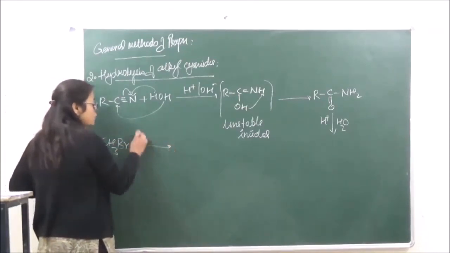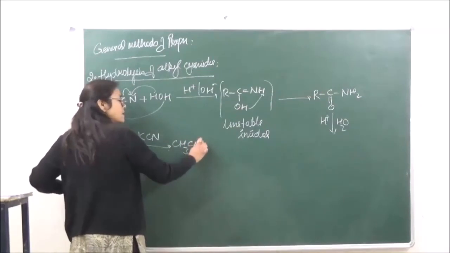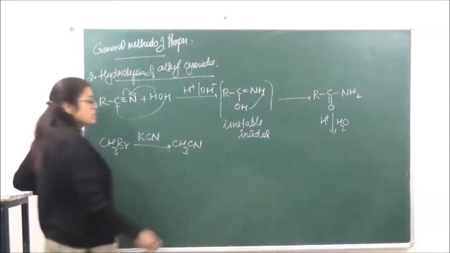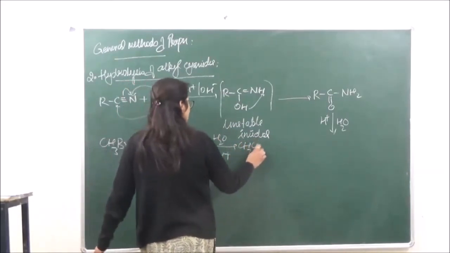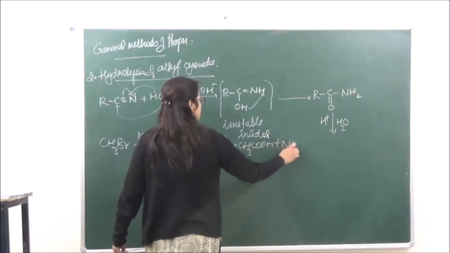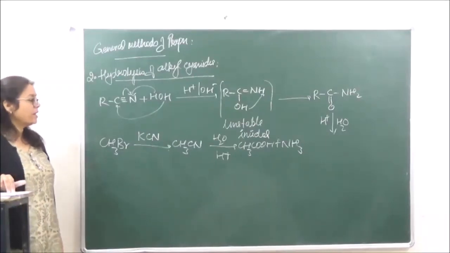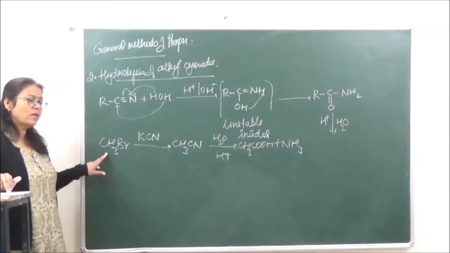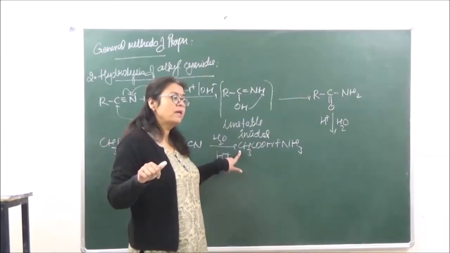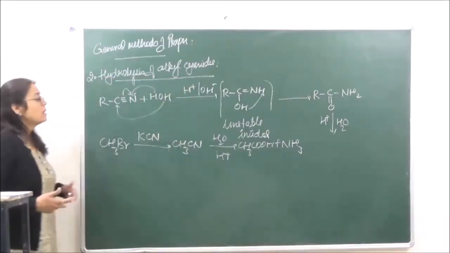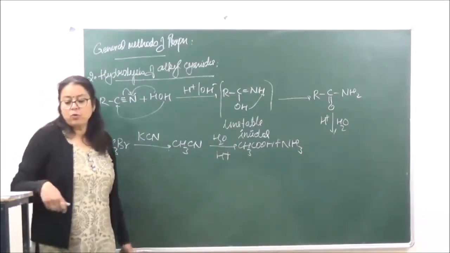So if you're taking CH3Br, reacting it with KCN, this is going to give us CH3CN. And then the hydrolysis of this in presence of an acid is going to give us CH3COOH plus NH3. Okay? So this is an upgradation reaction. Why? Because in the reactant there is only one carbon atom, and in the product there are two carbon atoms. So whenever you need to form higher fatty acids from the lower ones, then you can use this method.